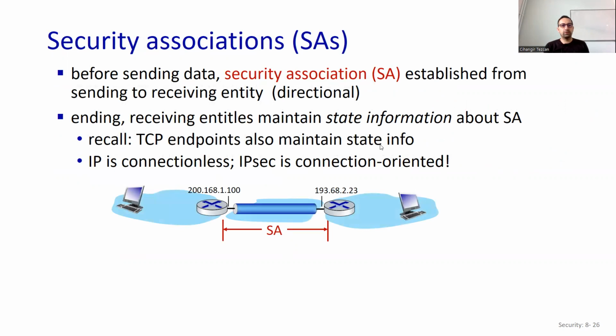So here we need to talk about security associations. In the routers, we have to keep some tables, and this way we have to understand which data should be encrypted and so on. So before sending data, a security association is established from the sending to the receiving entity, like in this picture. Sending and receiving entities maintain state information about the SA. Recall TCP endpoints also maintain state info, but IP is connectionless. So this is why IPsec is connection oriented. We have to keep track of which IP addresses are communicating in an encrypted way and so on.